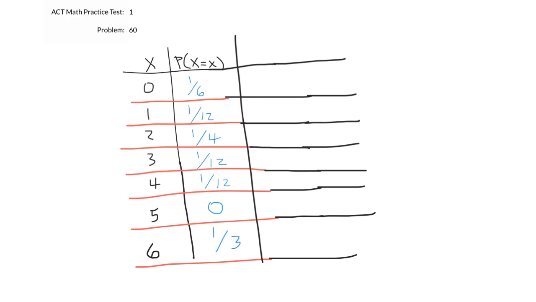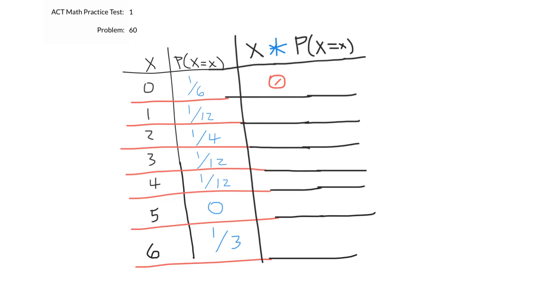So let's start with 0. I'm going to do an asterisk for the multiplication symbol. Okay. And yeah, we'll label it properly. So it's going to be x times p, x equals little x. Okay. So 0 times 1/6, clearly that is 0.